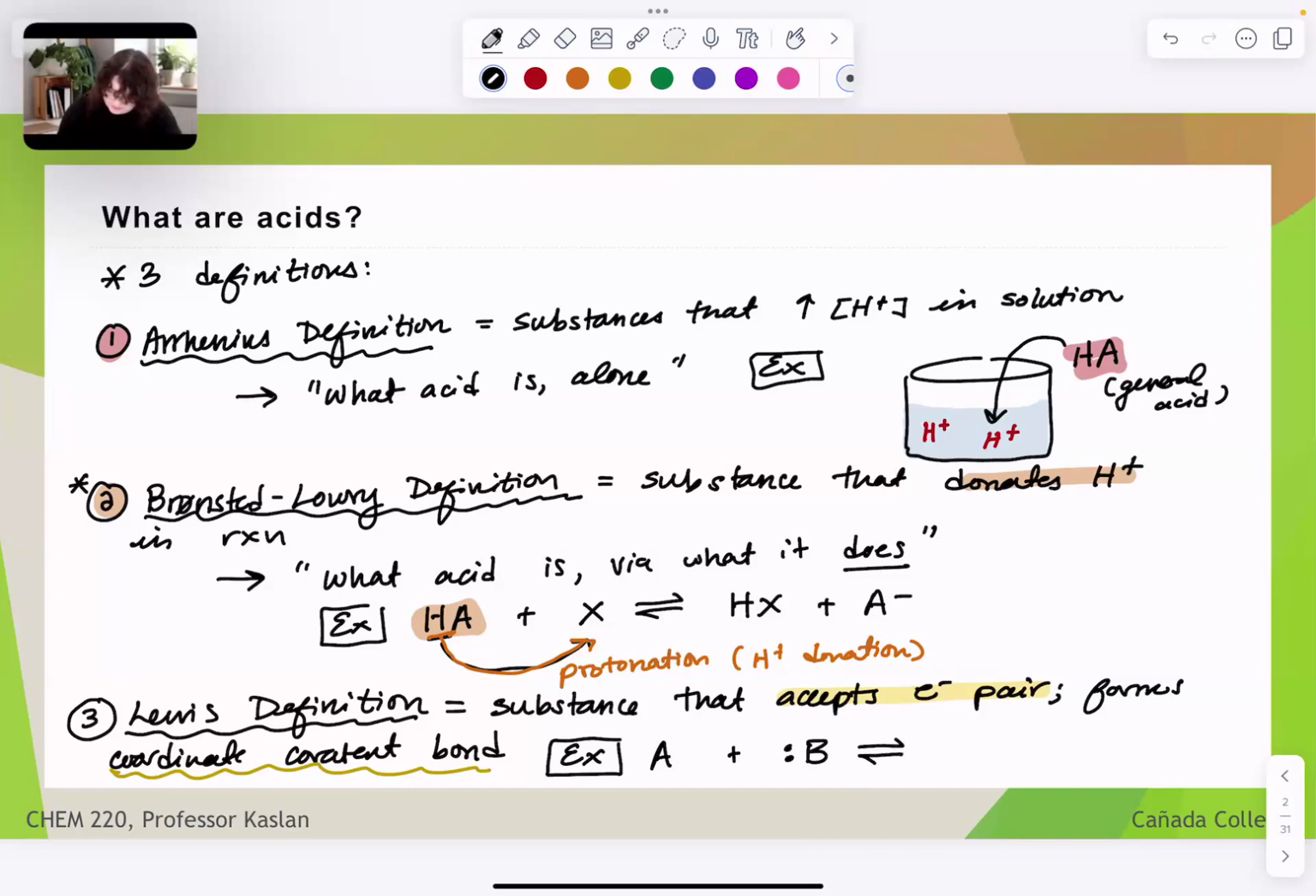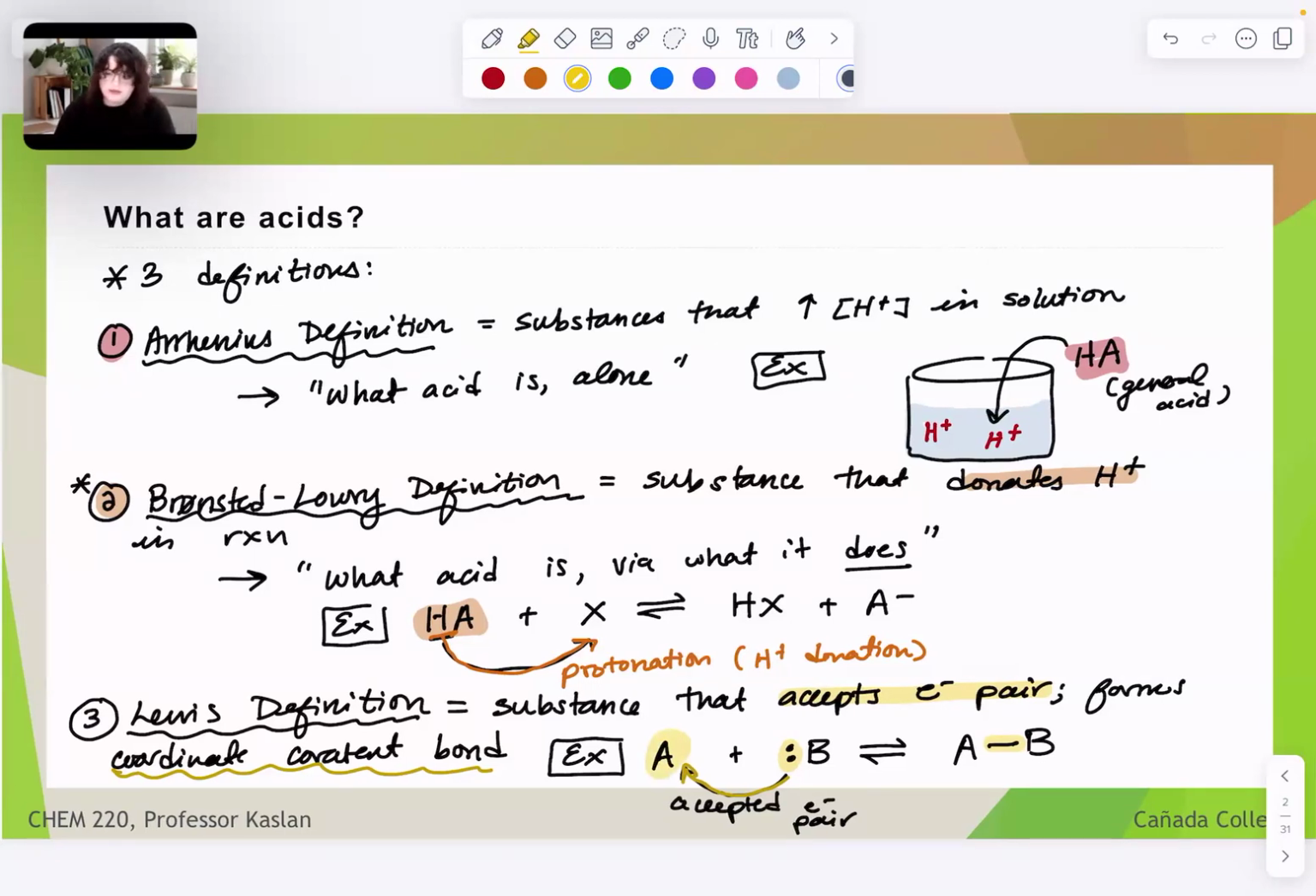So for example, if I had some kind of acid reacting with some kind of base, substance B, and substance B has 2 electrons that substance A can accept to create now A bonded with B, then because this was the substance A here that accepted our electron pair, and as a result formed this covalent bond between itself and B, this would be the Lewis acid.